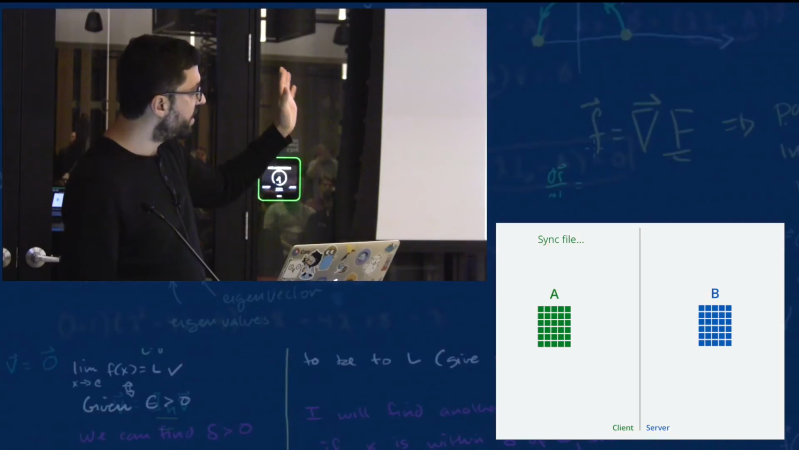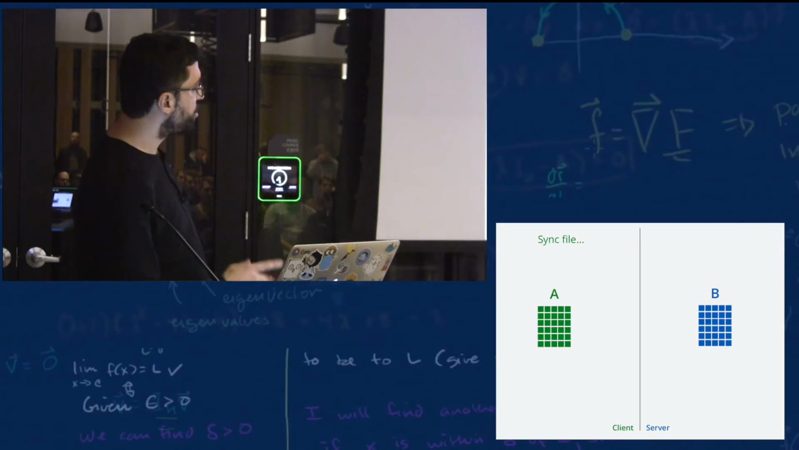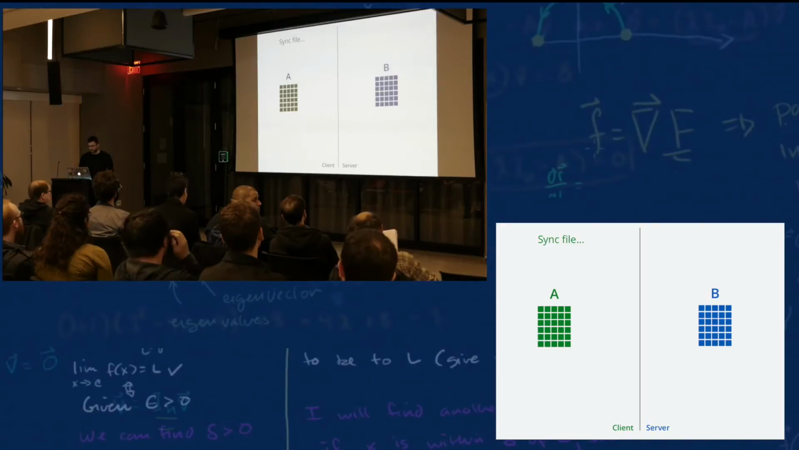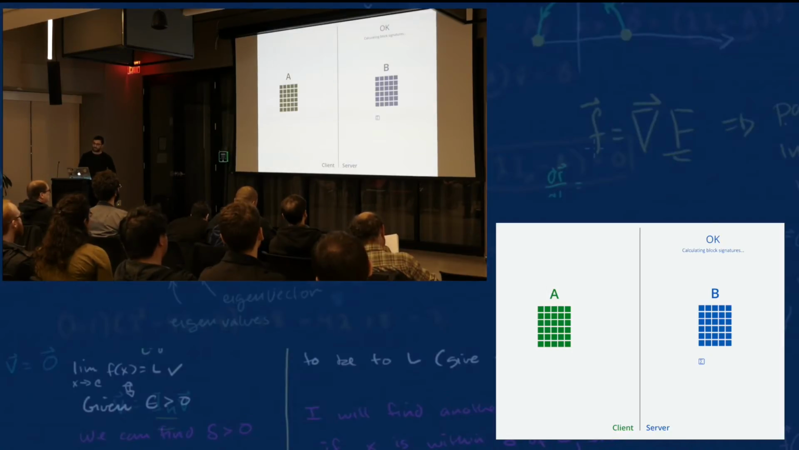And so it always starts when A, or the client, wants to send a file synchronization to the server. Once the request is received, the server starts to calculate B's block signatures.